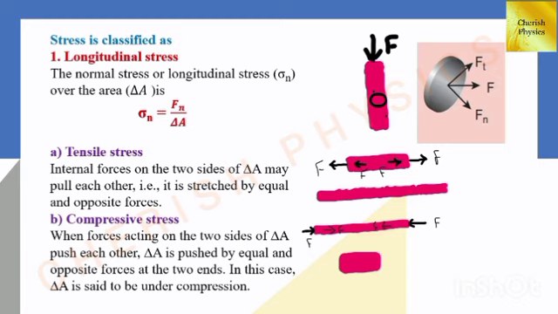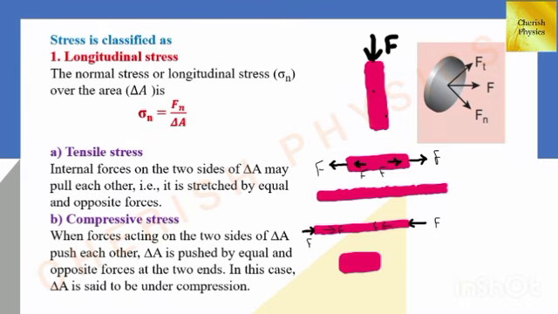Longitudinal stress is the normal stress over the area delta A, equal to Fn, the normal force, divided by delta A. If the force on the object acts outwards, the object gets stretched or elongated. So the stress on the object is said to be tensile stress. If the force is acting inwards on the two sides, the object experiences compression. The stress on the object is said to be compressive stress.